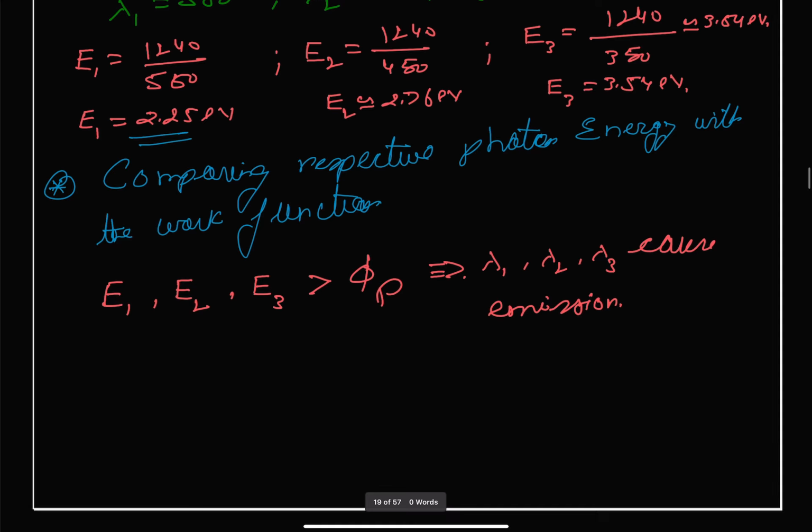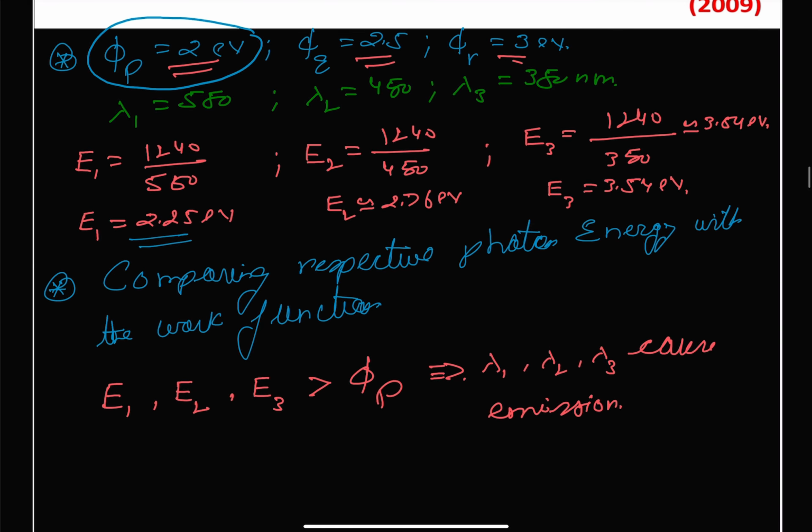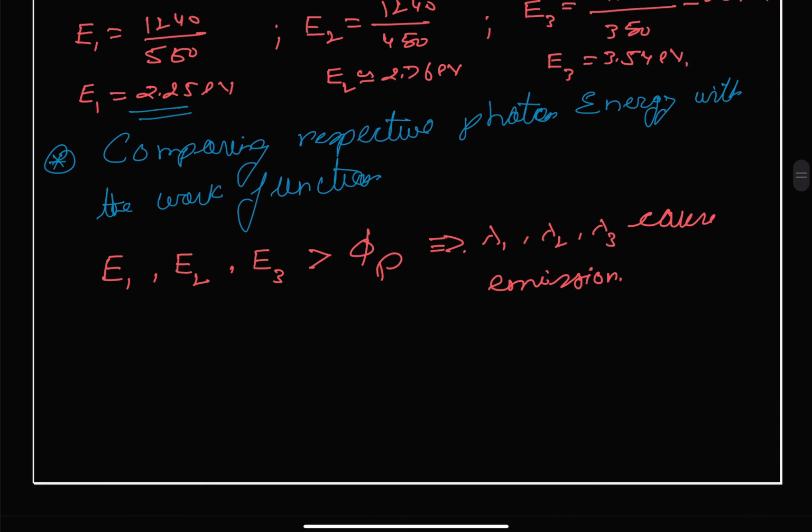And for our phi Q it is 2.5, and for this case we can say that our E2 and E3 are only greater than phi of Q, because our E1 is 2.25, E1 is less than phi of Q. Therefore, lambda 2 and lambda 3, these cause emission.